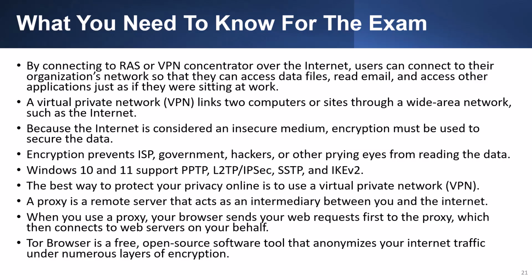The best way to protect your privacy online is to use a virtual private network, or VPN. A proxy is a remote server that acts as the intermediary between you and the internet. When you use a proxy, your browser sends your web request first to the proxy, which then connects to the web servers on your behalf. Tor Browser is a free open source software tool that anonymizes your internet traffic under numerous layers of encryption.